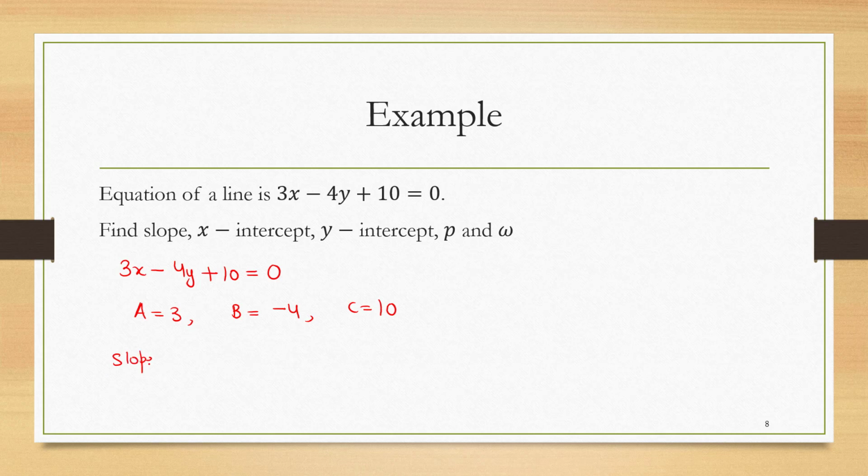So slope is given by minus coefficient of x upon coefficient of y. That is minus 3 upon coefficient of y, which is minus 4, that is 3 by 4. Next, we will find x-intercept. So the given equation is 3x minus 4y plus 10 is 0. For x-intercept, we put y equal to 0. And we get 3x plus 10 equal to 0, or x is equal to minus 10 by 3, which is the x-intercept.